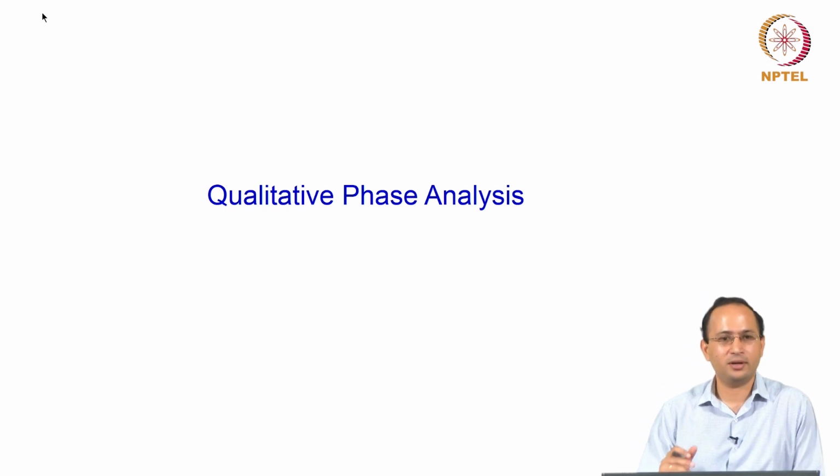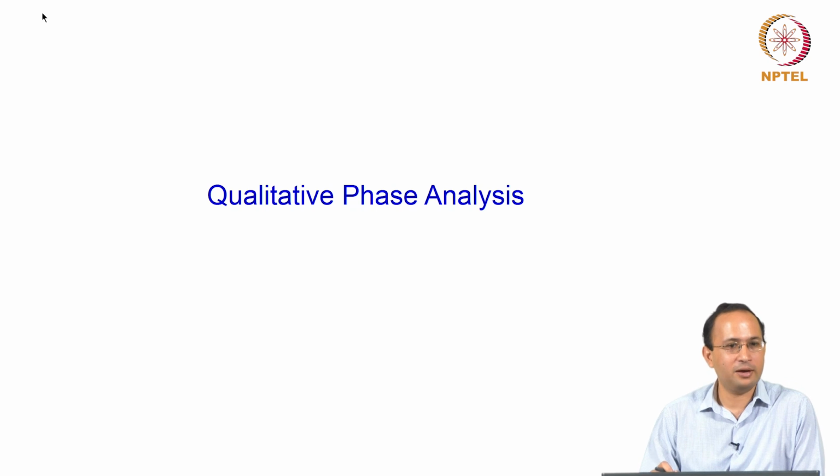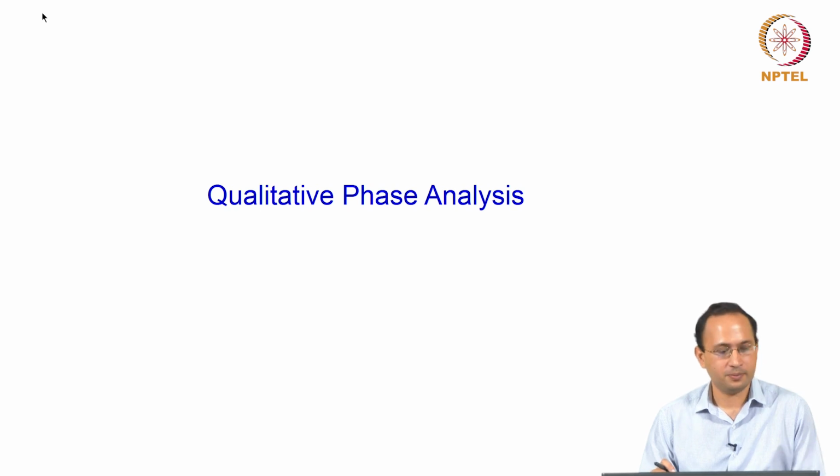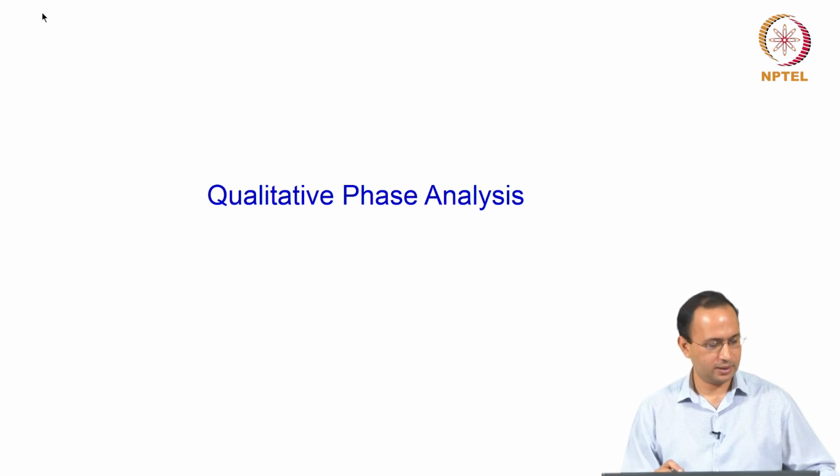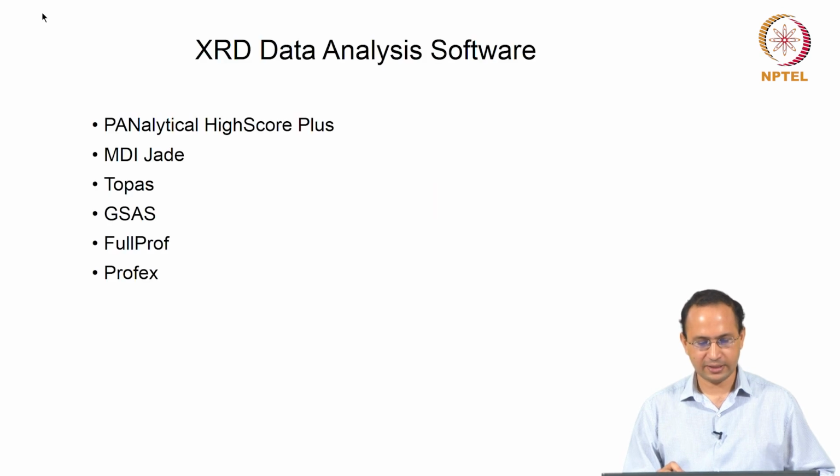And how do we do this? We already know that we have a database where we have the information about each phase, right. So, you compare your pattern to that database and see if there are phases from that database present in your sample. That's what we were discussing yesterday. These are the softwares, and for your assignment you will be using HighScore Plus, which is available in our lab.